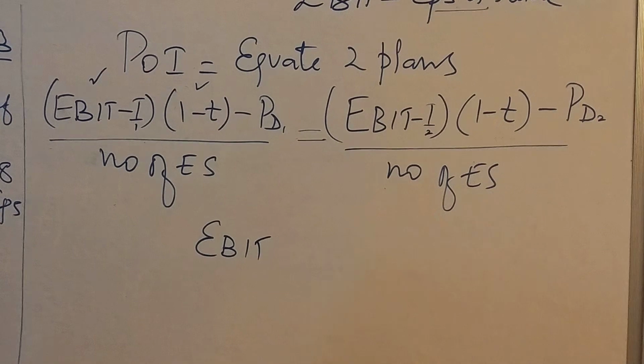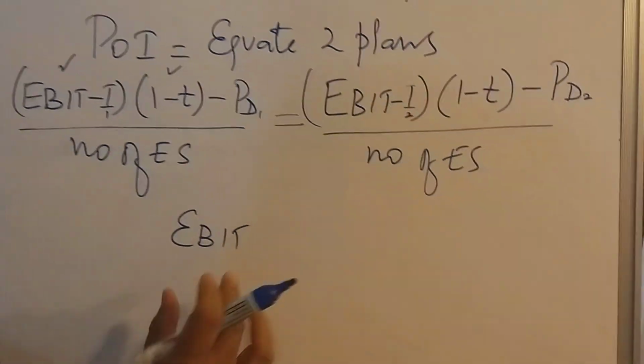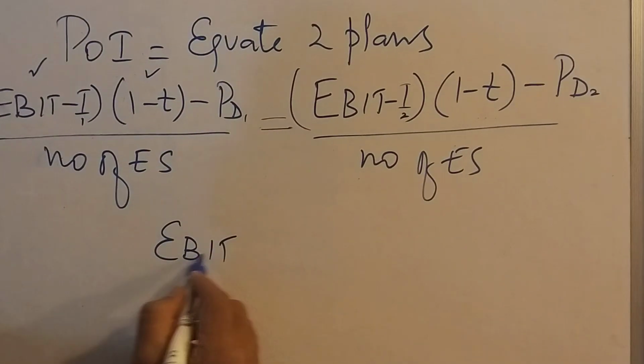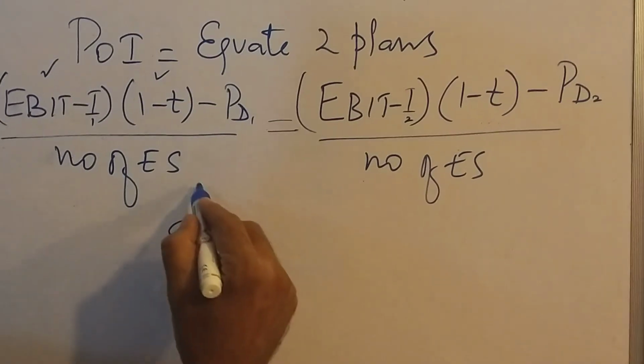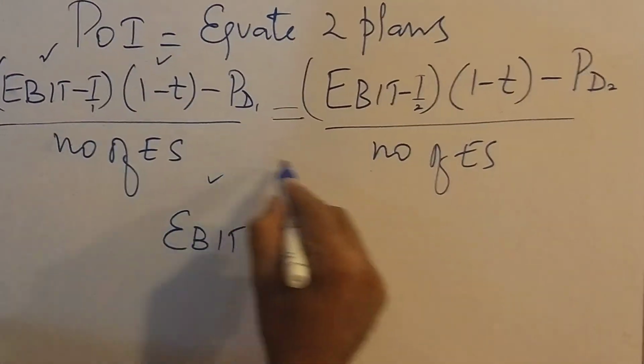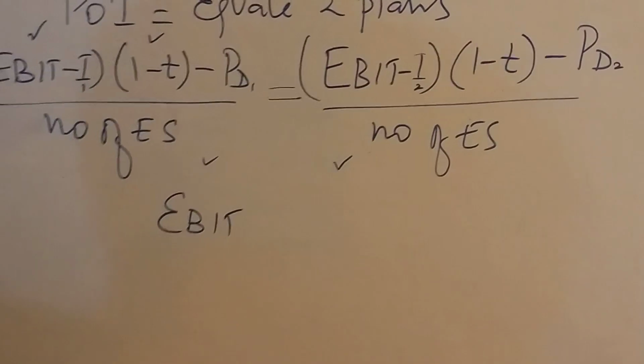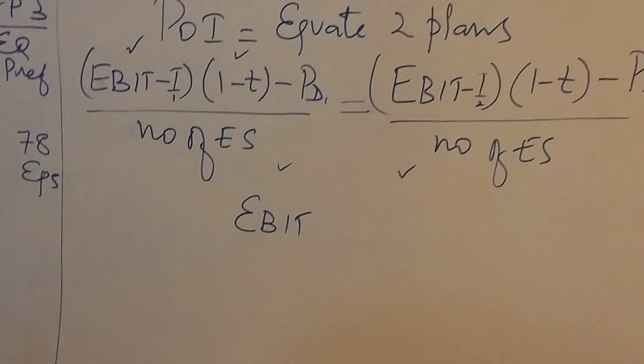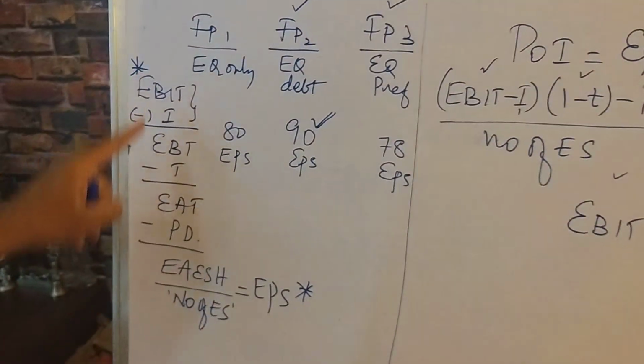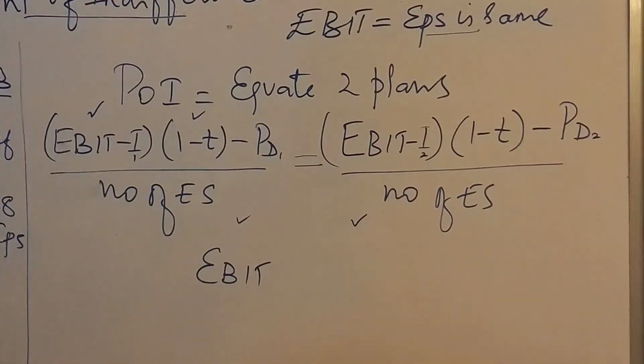Now, what is this EBIT? How is this special? This is special in such a way that at this level of EBIT, the EPS under financial plan 1 and under financial plan 2 is going to be the same. So all that you are supposed to do is, this vertical equation, whatever is there, you write it horizontally and then get the answer.